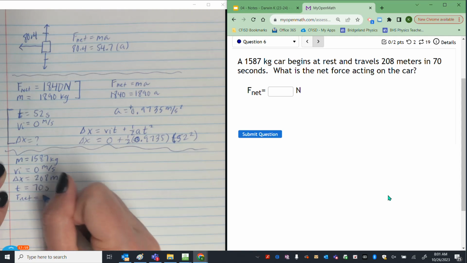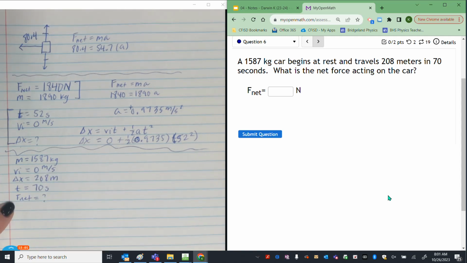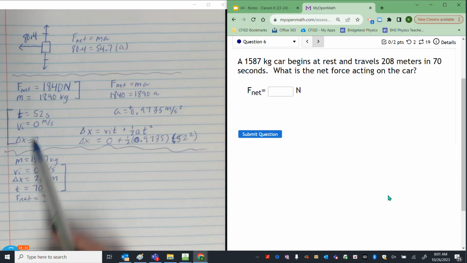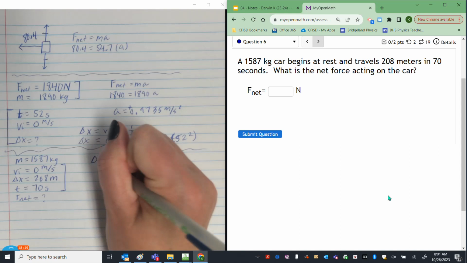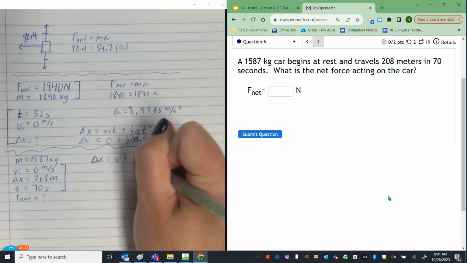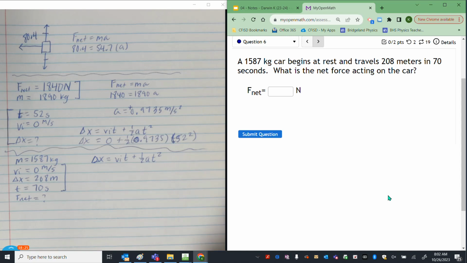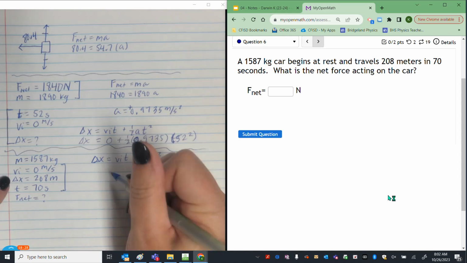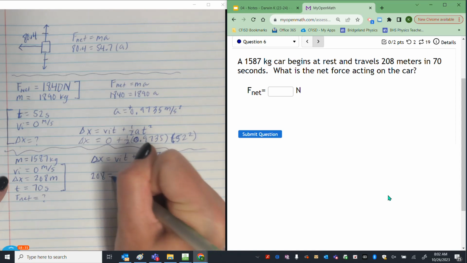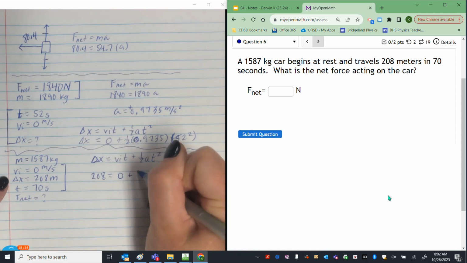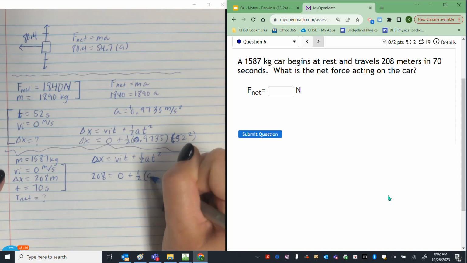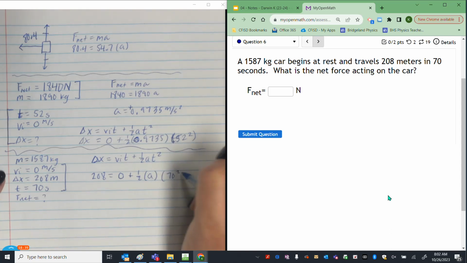Okay, well, in order for me to find net force, I need mass and acceleration, which means I need to find acceleration because I don't have it. But I do have a bunch of these variables that show up in my kinematic equations, again, the ones behind me on my board. VI, delta X, T, I'm looking for A. These are the same combination of variables I had up here. It's the same equation: delta X equals VIT plus 1/2 AT squared. This time though, we're going to solve for A. Delta X is 208. VI is 0, times anything is still 0, plus 1/2 A, which is what we're looking for, times 70 squared.